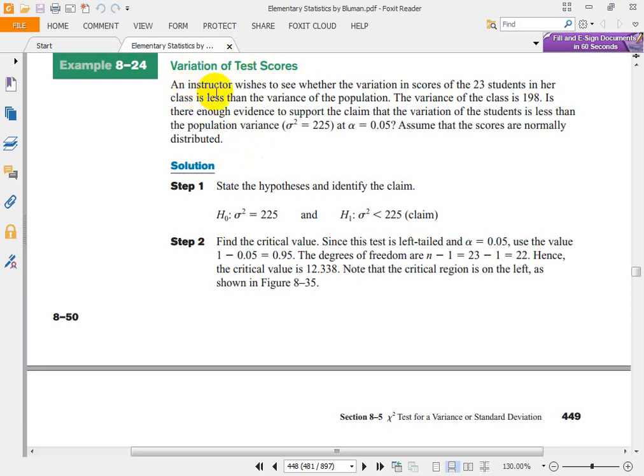An instructor wishes to see whether the variation in scores of the 23 students in her class is less than the variance of the population.